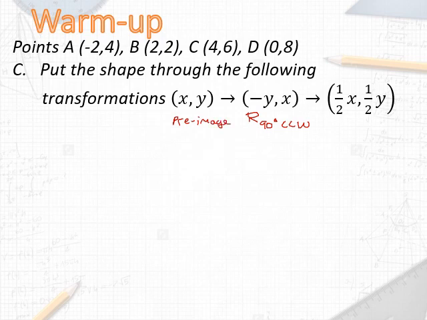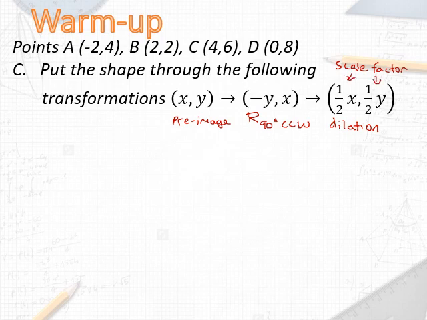And then this last transformation, half x, half y, we are multiplying the coordinates by something. So that is going to be a dilation. We will get into some of these terms a little bit later, but essentially the half is what we call our scale factor. So this is what we are multiplying our coordinates by.